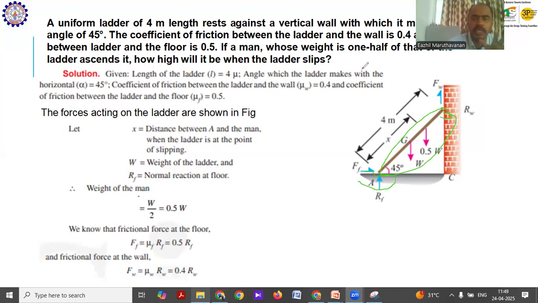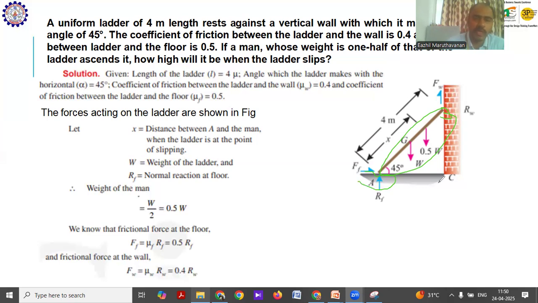If a man whose weight is 1/2 that of the ladder, the weight of the man is 1/2 that of the ladder. That is, if we are assuming the ladder weight as W, then the weight of the man is 1/2 into W. So we have to identify if the man stands in one particular position, it starts impending. So till that, the ladder will be in the equilibrium conditions. We have to assume for that case, the ladder is in the equilibrium conditions.